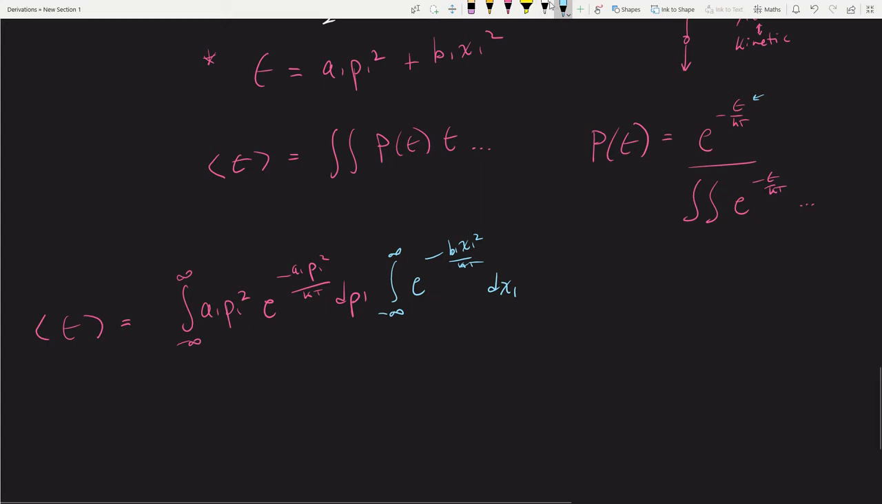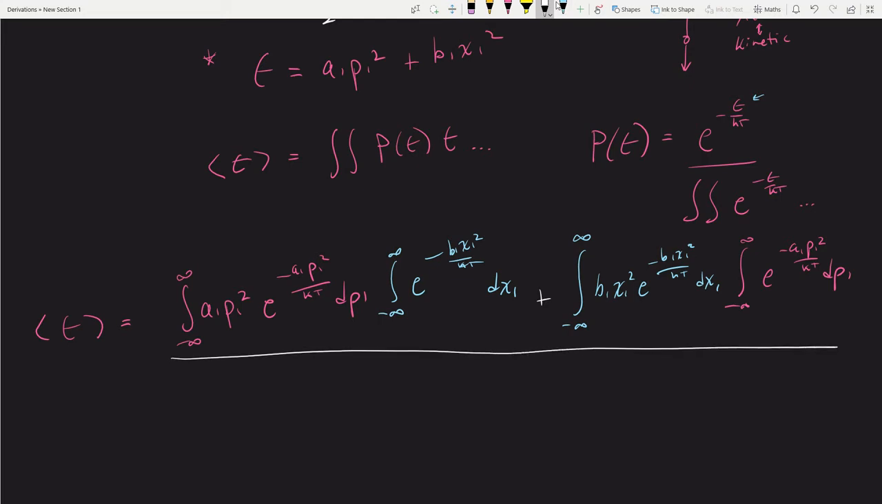And then we get plus, and now it's sort of the opposite, right? It's b1 x1 squared e to the negative b1 x1 squared over kT dx1, and then the other part, which is e to the negative a1 p1 squared over kT dp1. Okay, hopefully I haven't made a mistake here. So we have solved these integrals before, and let's not forget our denominator.